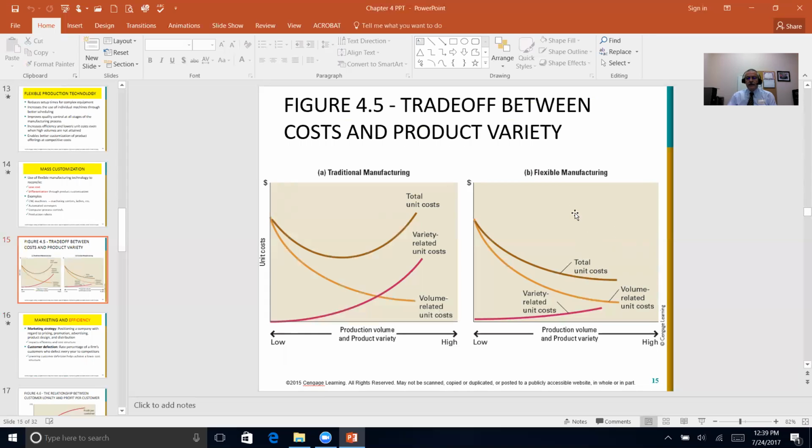So flexible manufacturing certainly is the wave of the future, as we're looking at a way to do all those things to lower the total unit cost. And if we can lower the total unit cost as compared to what our rivals are doing, then hopefully we can maintain our market share. The goal should be to maintain our market share.